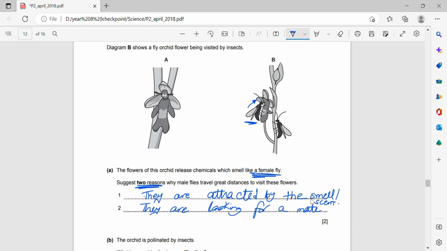We can also write that the flowers look like the female flies.